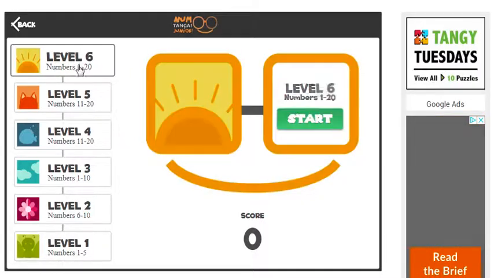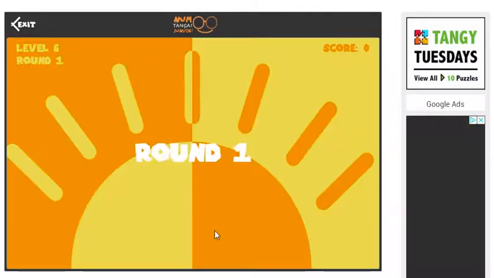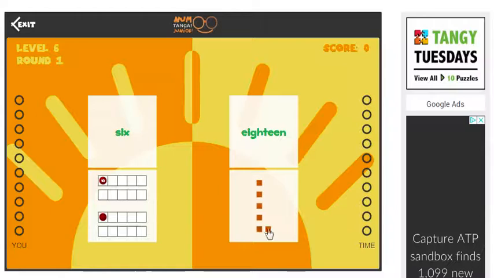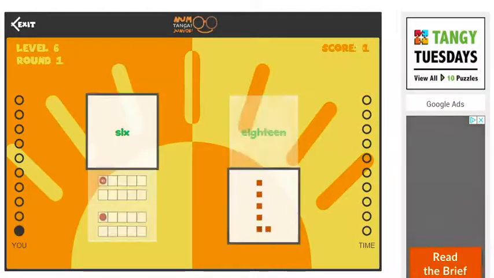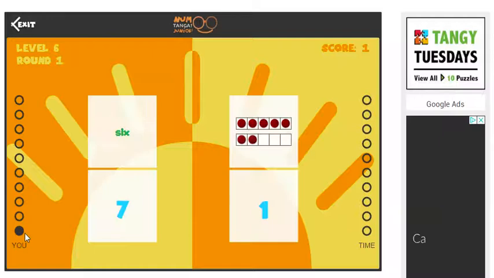Let's go ahead and look at a level 6. Now, essentially what you're going to be doing here is there's going to be some options that pop up. One option from the left matches the option on the right. So we can see there we have the number 6, and we have a picture representing 5 and 1. So those are the two that match. And you can see that we got a point here.